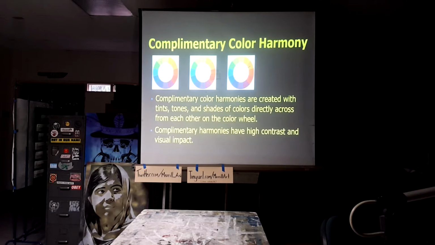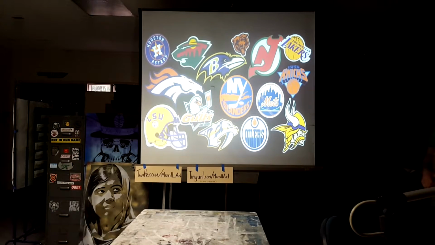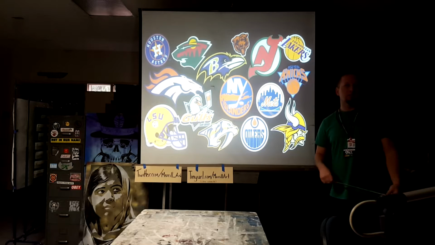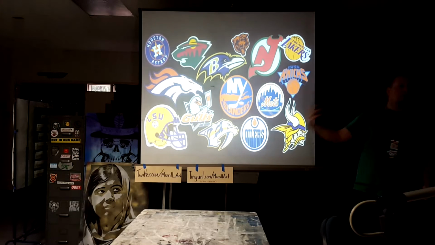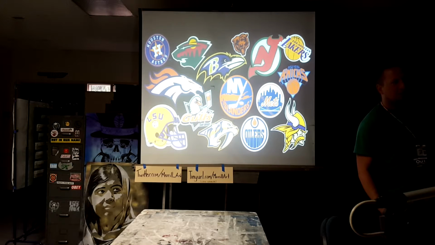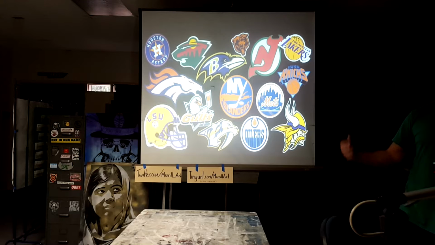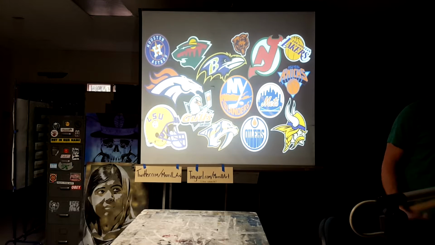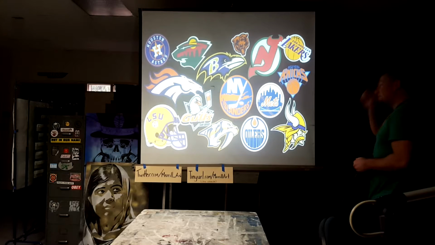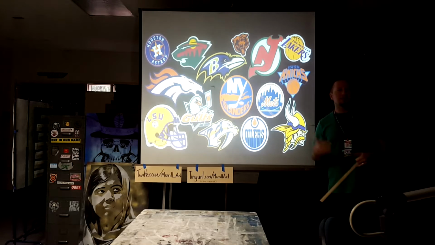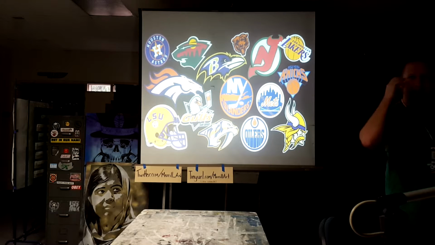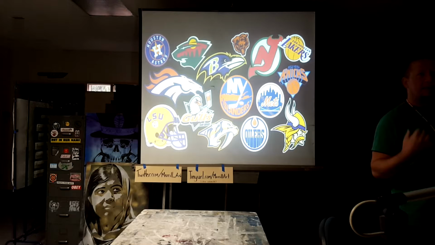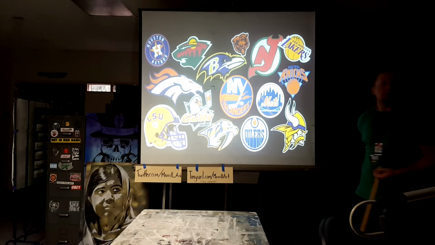Let's see if we can see some examples. Just a few. I ran out of room, but there were more. Okay? These are all examples of complementary color harmonies. Okay? Now, all of these also happen to be sports logos. Now, the reason that a sports team might want to have complementary colors, I guess there's a couple of reasons, but number one, it's going to grab attention. It's going to be high visual impact. Okay? And that does a few things for a sports team.